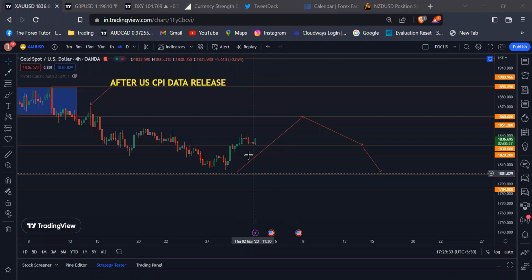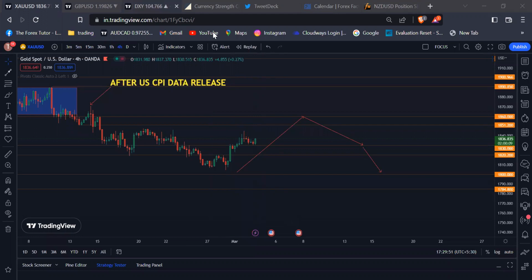So let's begin. If you look at the gold right now, the gold broke above the 1830.00 psychological level and is moving towards the 1851.200 psychological level. Right now gold is moving sideways.